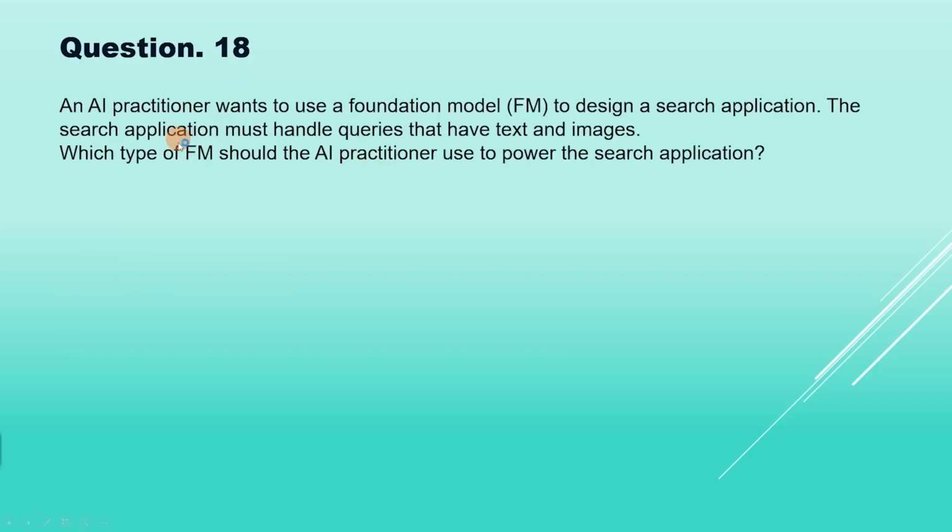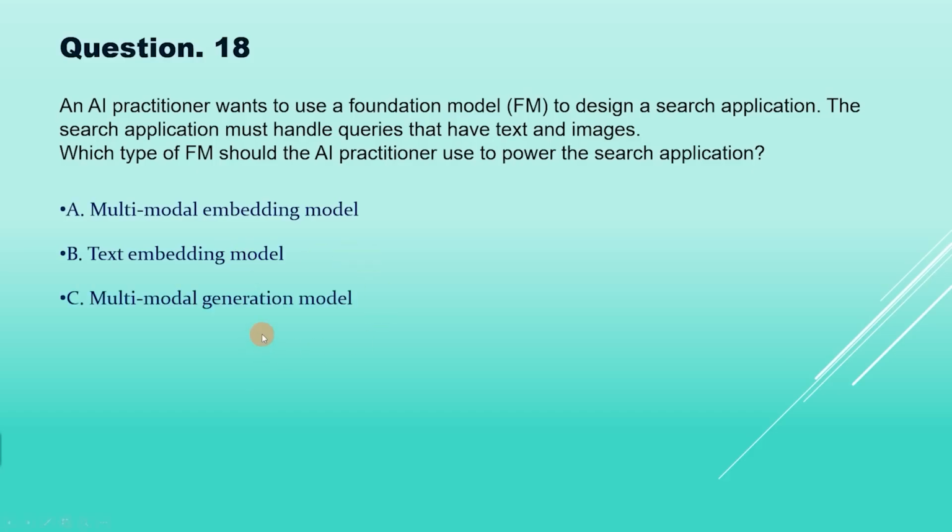Now question number 18. An AI practitioner wants to use a foundational model to design a search application. The search application must handle queries that have text and images. Which type of FM should the AI practitioner use to power the search application? So here are the options: option A, multimodal embedding model, option B, text embedding model, option C, multimodal generation model, option D, image generation model. So take your time to guess the correct answer.